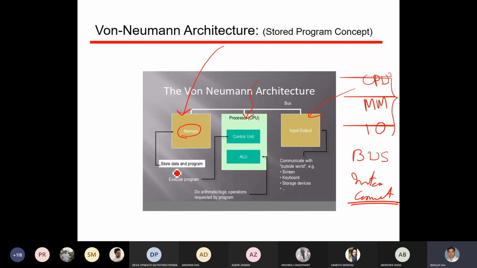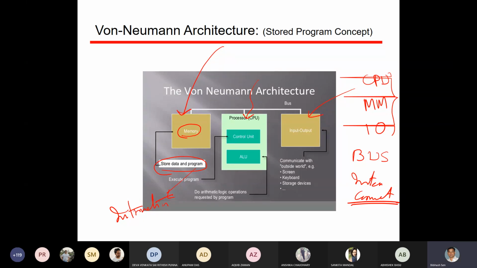Now you will find that data and program are stored together. This is the memory part. Memory stores data and program. Our program here is nothing but what we call instructions. So we will call it an instruction.